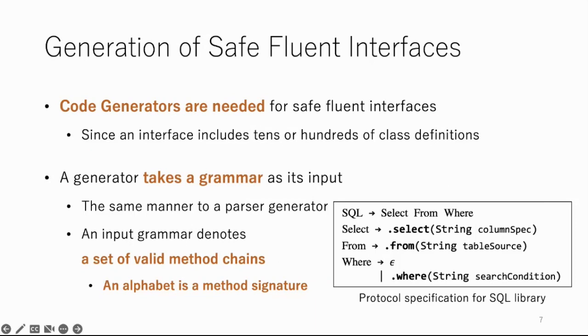An alphabet in language specification is usually a lexical token, but an alphabet in Fluent interface is a method signature. The right figure shows a grammar for an SQL library. The epsilon denotes an empty string, and it says the methods must be ordered by select, from, where, and where can be omitted. So a Fluent interface is usually generated from such a grammar specification.